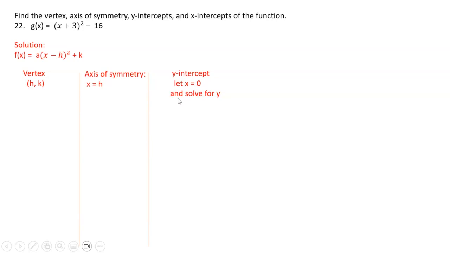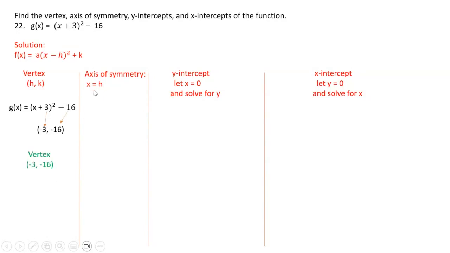For the y-intercept, we're going to let x equal 0 and solve for y. And for the x-intercept, we're going to let y equal 0 and solve for x. So my vertex will be (-3, 16). That's my vertex. Now the axial symmetry is the x part of the vertex, which will be x equals -3.